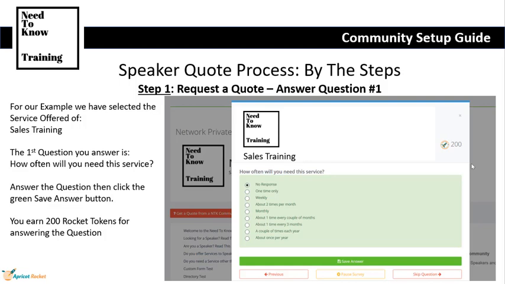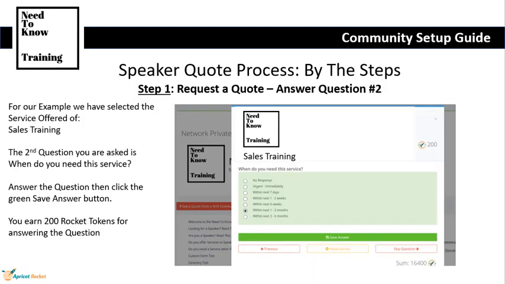And here I'm answering the question of how often will I need the service. So I go ahead and select one of the answers, and then I move on to the next page where it asks me when will I need this service. And so I give an answer, and as I answer these questions, I'm getting paid 200 rocket tokens for filling out these answers.